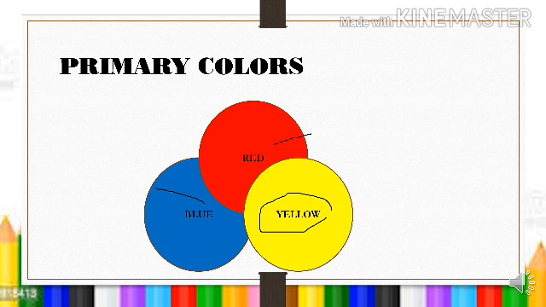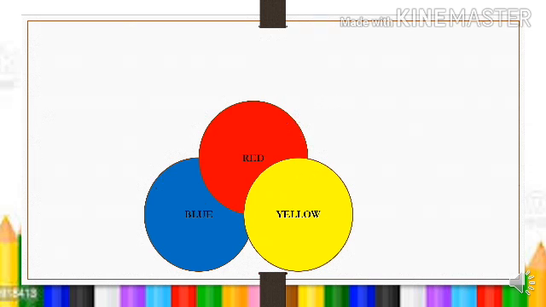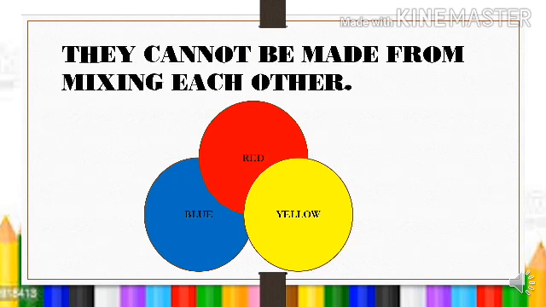How about the black? Do you think it is a primary color? If your answer is no, you are correct. It is not a primary color, because primary colors include red, yellow, and blue only. Remember, primary colors cannot be made from mixing each other.